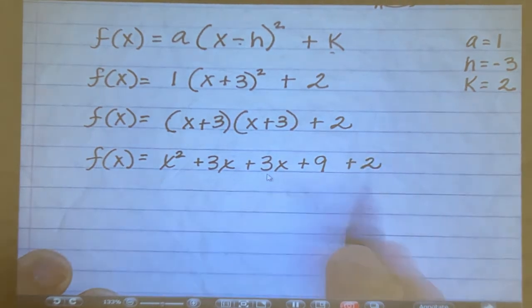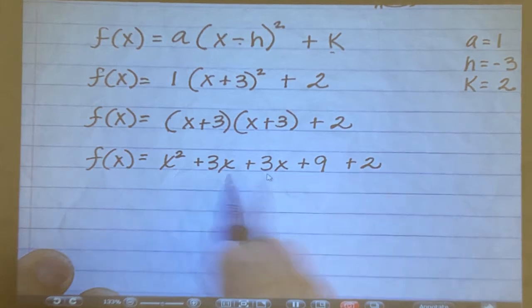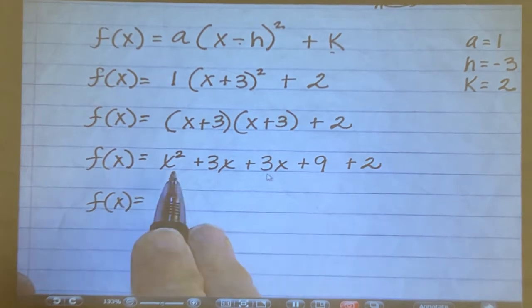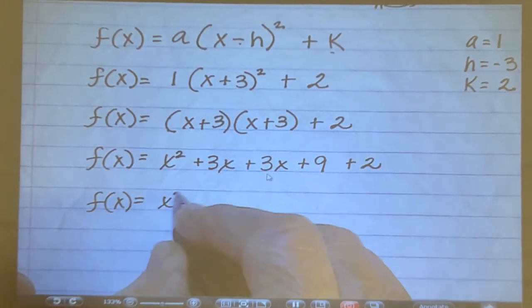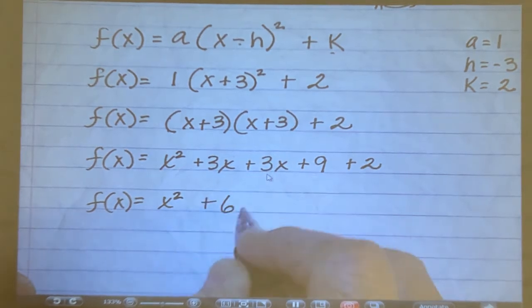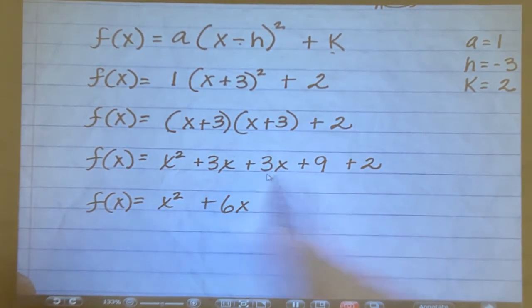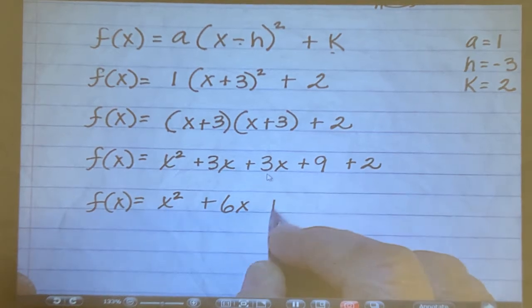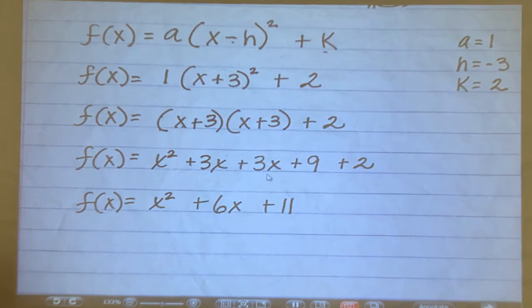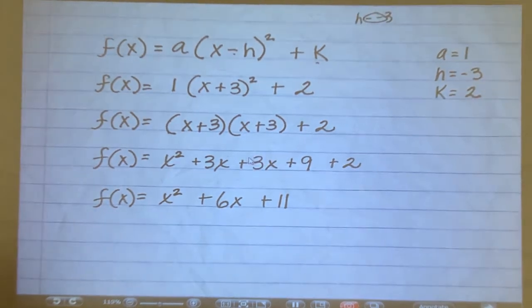And then the only thing that I can see that can be done would be to combine the like terms. I have x squared, I don't have any other x squared, so I'll just pull it down. But I have 3x and 3 more x, so I really have 6x. And then I can always add 9 and 2 and say plus 11.